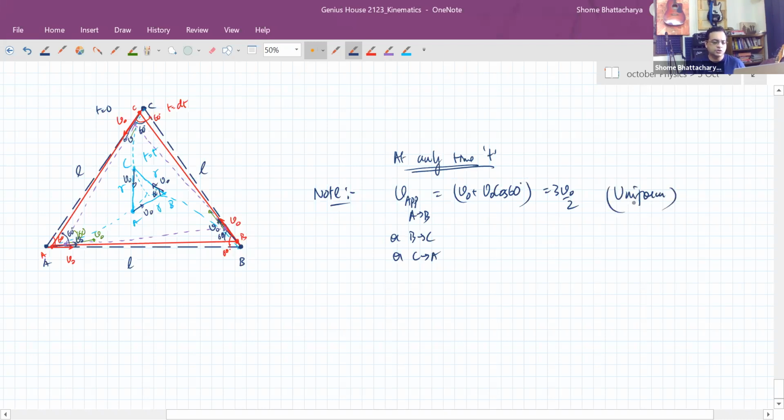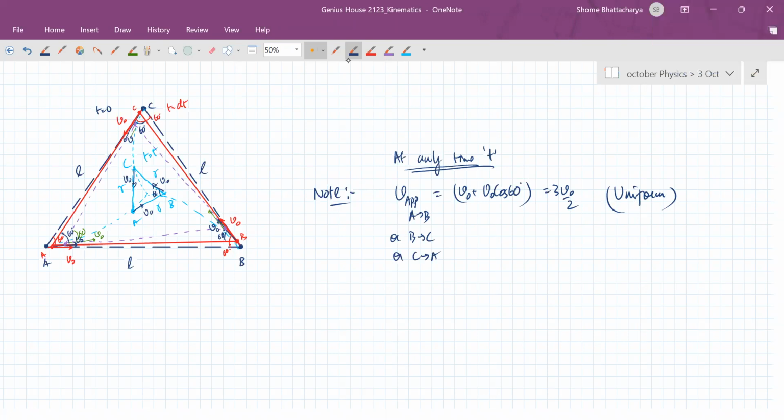So the individual motion with respect to ground frame is very complex. But the motion of A with respect to B, or B with respect to C, or C with respect to A is always very simple. They are moving such that one of them is moving directly towards the other, and the other is moving at 60 degrees with respect to the line joining them, like that. Okay, so this makes sense, people? Yes, sir.